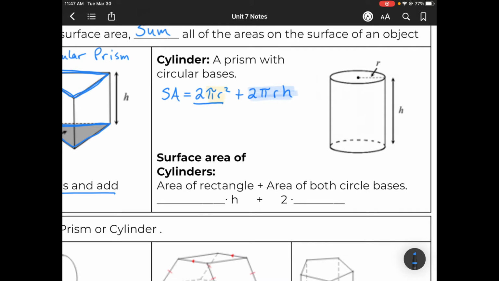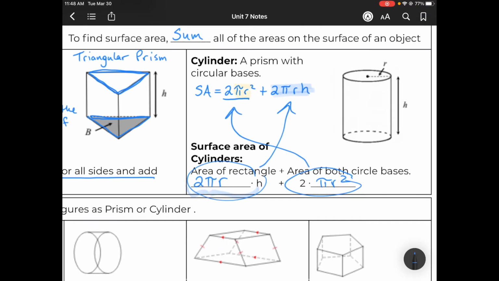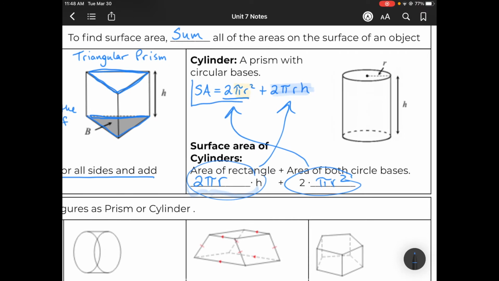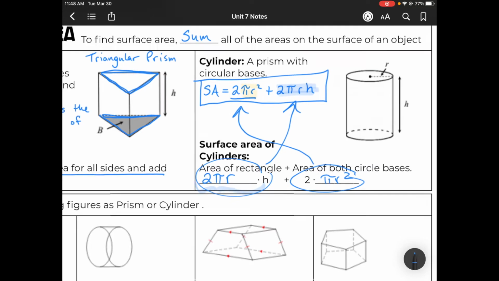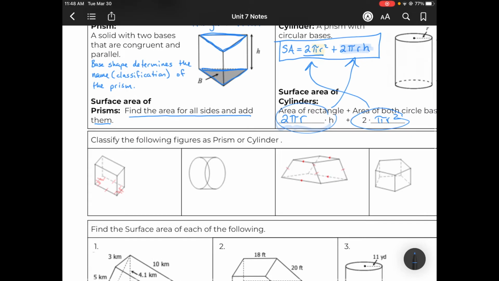Okay. So when we look at our example here, the area of a rectangle part, and I kind of put it in the wrong order, is 2 pi r, the circumference of the circle, times the height, plus 2 times the base areas, the area of both circles, pi r squared. So this part is the first part of that formula, and this part is the second part. So I took a little extra time there to explain that, but I feel it's important you understand where that formula comes from. Otherwise, we need to remember the surface area of any cylinder is 2 pi r squared plus 2 pi r h.